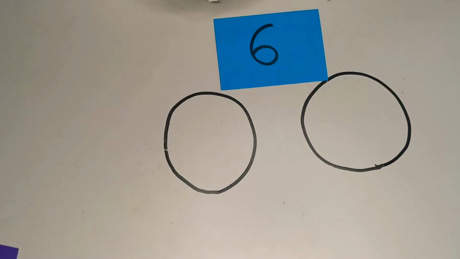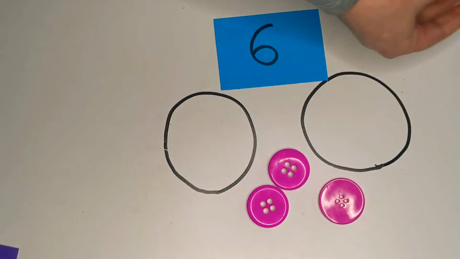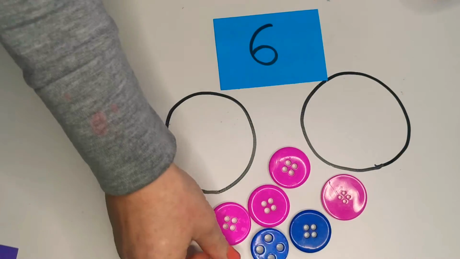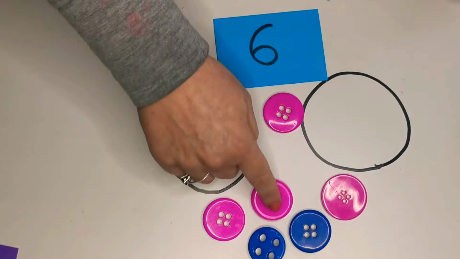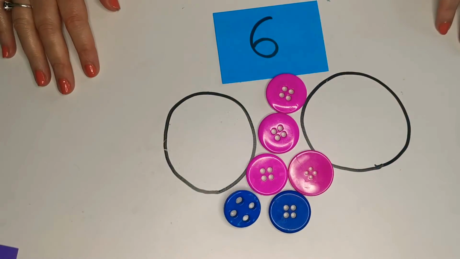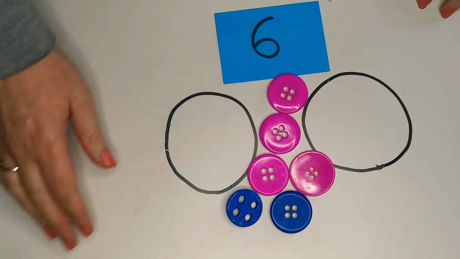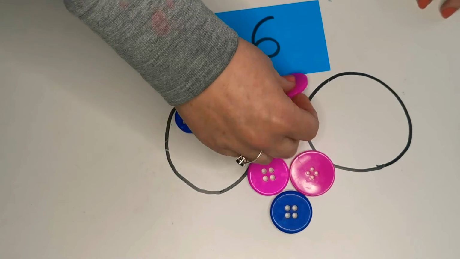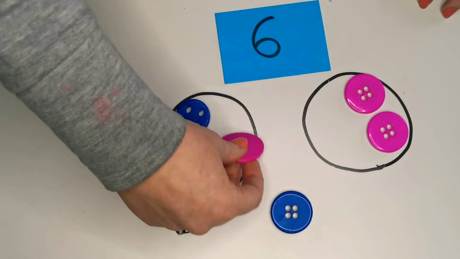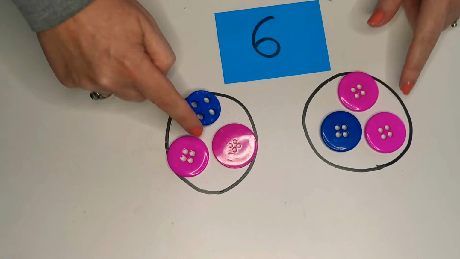Number 6. 1, 2, 3, 4, 5, 6. Let's count again. 1, 2, 3, 4, 5, 6. Yes, I've definitely got 6. Right, let's share these in half. Let's do 1 for you, 1 for me. Okay, 1 for you, 1 for me. 1 for you, 1 for me. Oh, okay, let's check how many are in each group.